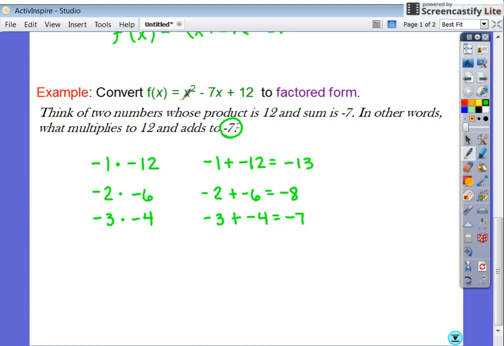So to convert f of x equals x squared minus 7x plus 12 to factored form, I write f of x equals, put down the two groups of parentheses, and the first spot will be x, and then minus 3 minus 4.